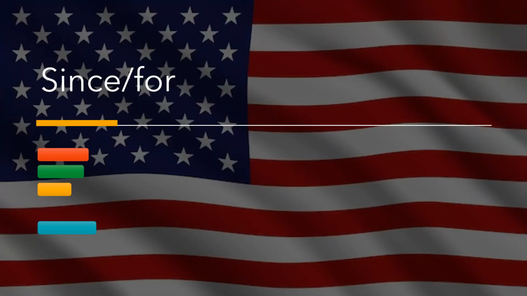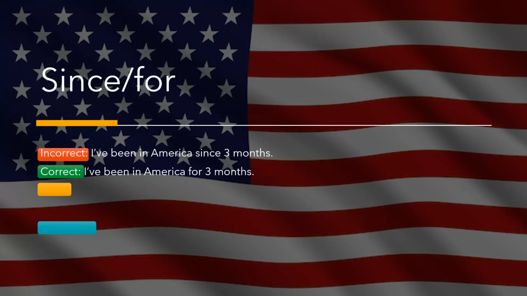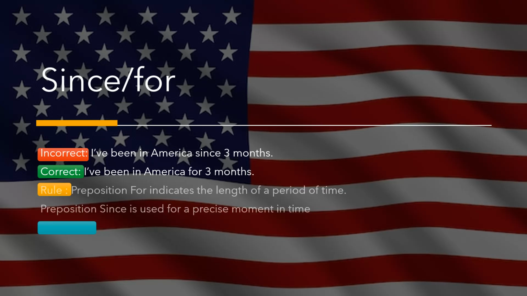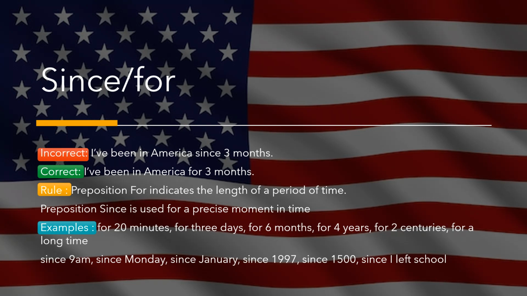Since or for. We have been in America since 3 months. That's incorrect. We have been in America for 3 months. The rule says, preposition for indicates the length of a period of time, whereas preposition since is used for a precise moment in time. For example, for 20 minutes, for 3 days, for 6 months, for 4 years, for 2 centuries, for a long time. Since 9 a.m., since Monday, since January, since 1997, since 1500, since I left school.